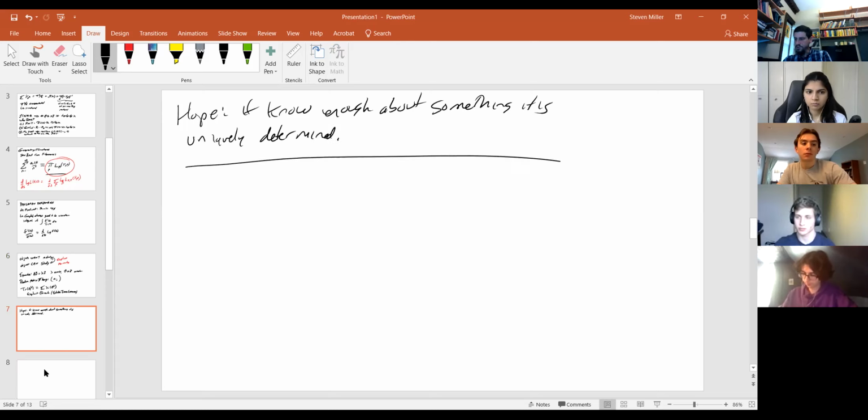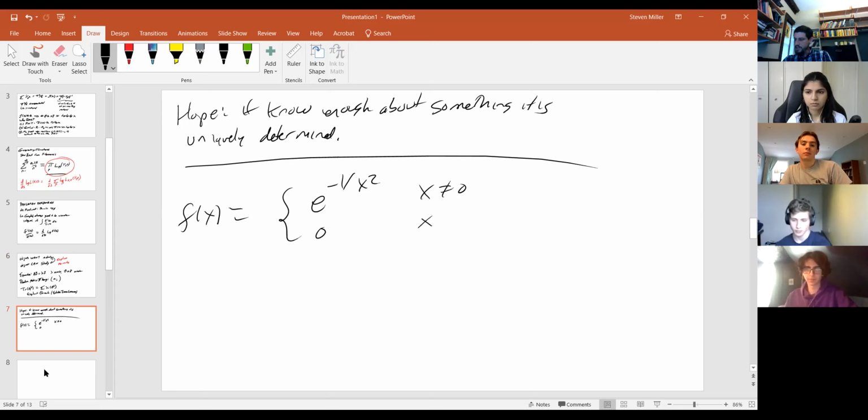This is sadly a false hope. If I give you the function f of x is e to the negative 1 over x squared if x is not 0, and 0 if x equals 0, if you plot this function, it is essentially 0 near 0. And in fact, if you use L'Hopital's rule, you can show that all the derivatives at 0 are 0.